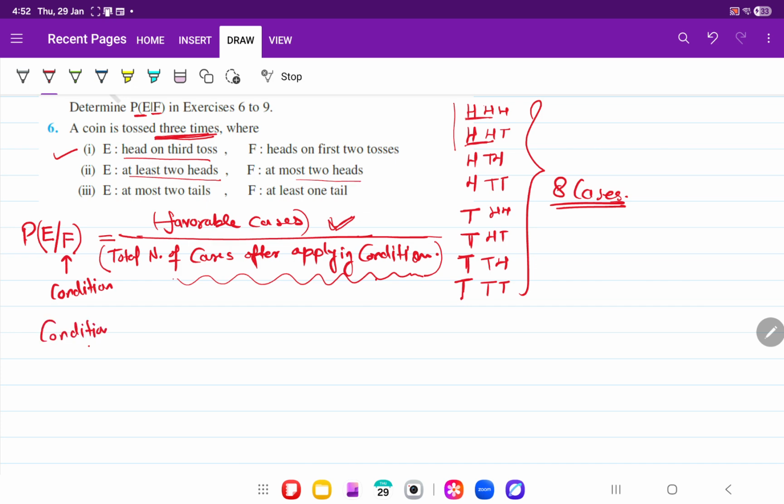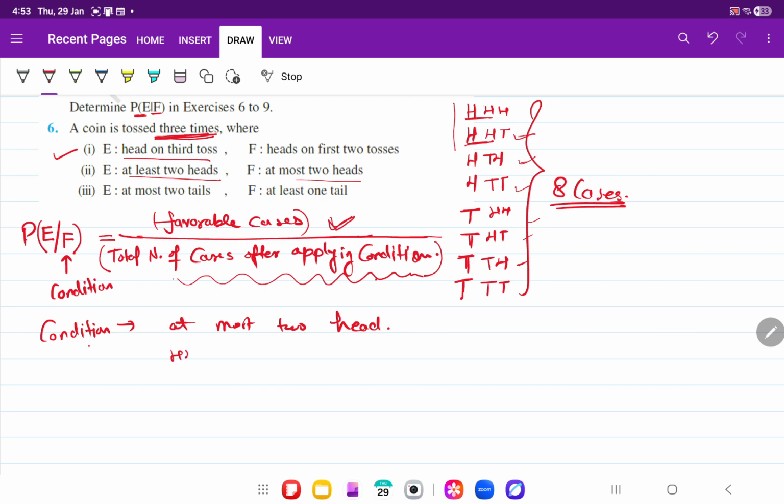First let me see what the condition is. At most 2 heads. What is the meaning of at most 2 heads? It means more than 2 is not allowed. At most 2 heads means 1 head or 2 heads are allowed. So the possibilities are 2 heads, this or this or this or this, right? Maybe 0 head is also allowed, right? At most 2, so which one is favorable?